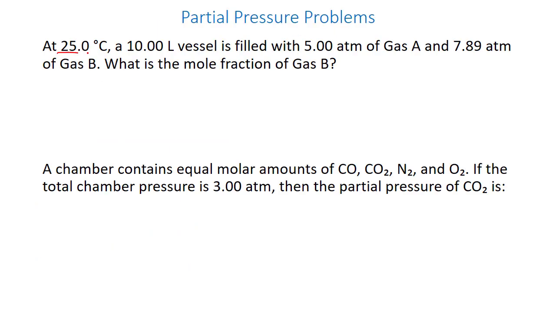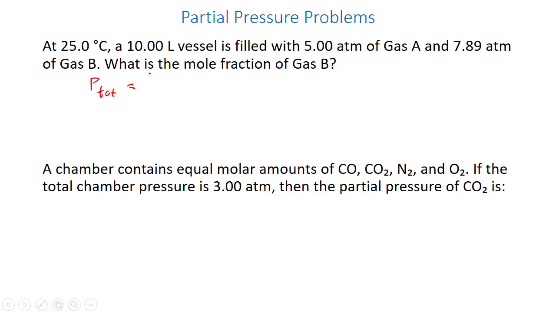First, at 25 degrees Celsius, we have a 10-liter vessel that is filled with 5 atmospheres of gas A and 7.89 atmospheres of gas B. What is the mole fraction of gas B? Now, for each question in this video, I would like you to pause and try to find the solution on your own first before watching me do the solution. Pause now. To solve this, we note that the total pressure is the sum of the partial pressures.